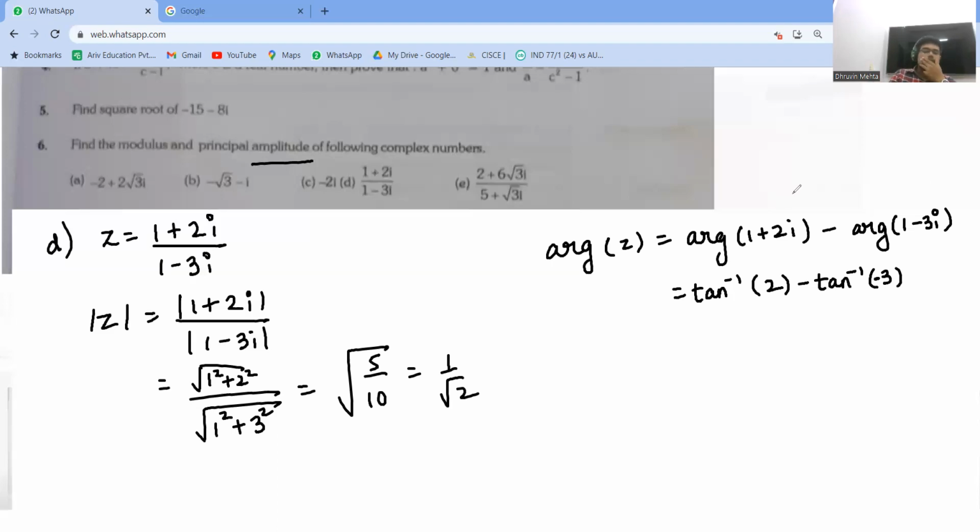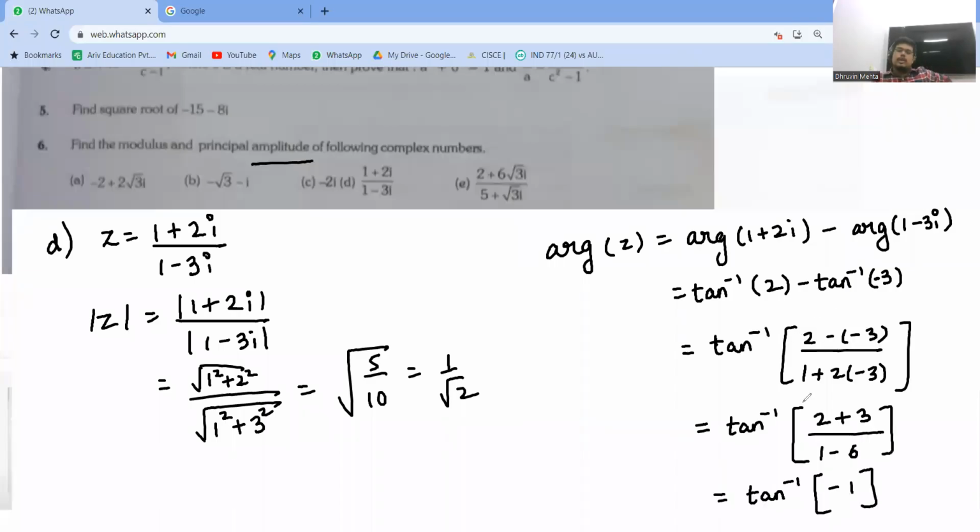tan x minus tan y formula. चलेगा. Use that and tell me what you are getting. Yes. So check this, Arush. You should get tan inverse minus 1.